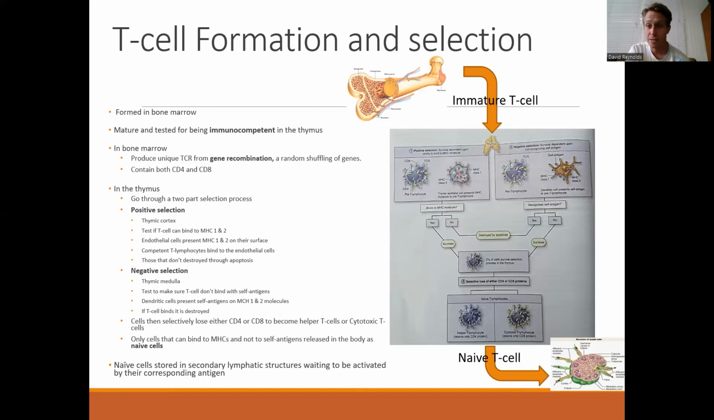So these naive cells that are now immunocompetent and mature are carried to secondary lymphatic organs, like a lymph node, like down here. And that's where they're stored. So usually when you have an adaptive immune response, it's happening in these secondary organs because something has brought that antigen to these areas and found the correct T cell to do something about it.